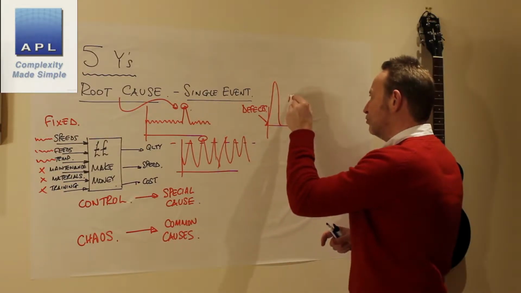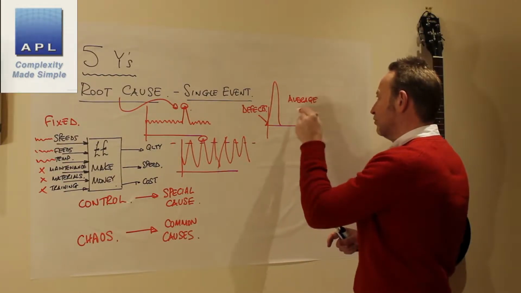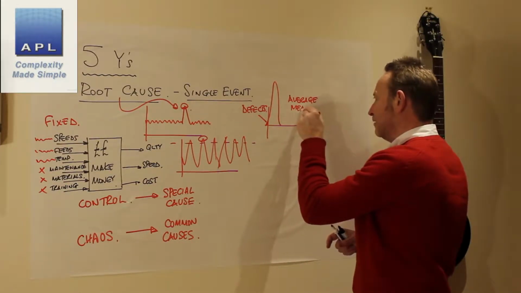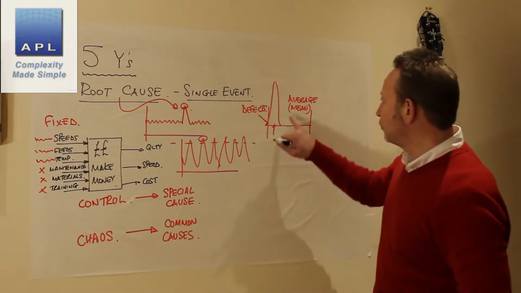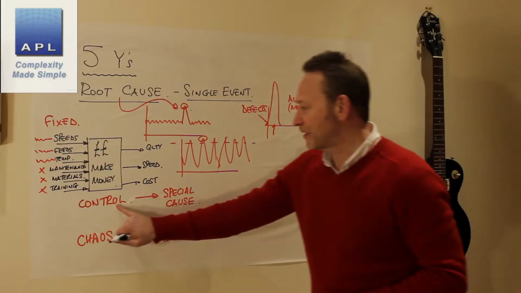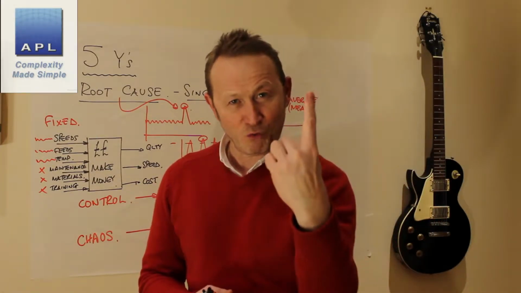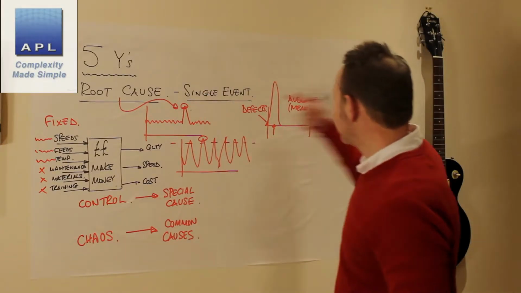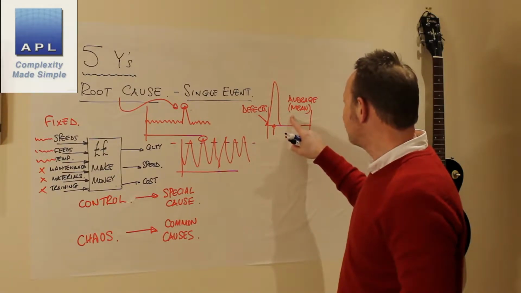In other words, do you want to shift the average of the results? Do you want to shift the mean, the middle? This thing here. Yeah, if you want to shift the mean, this would be control. This usually needs one dial, one root cause has made this thing move off center. You're looking to move the mean.